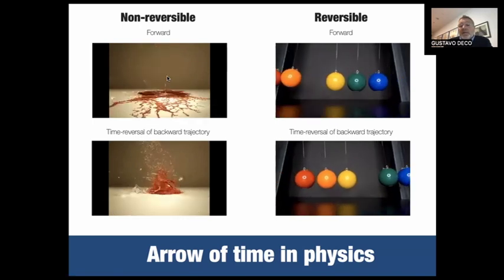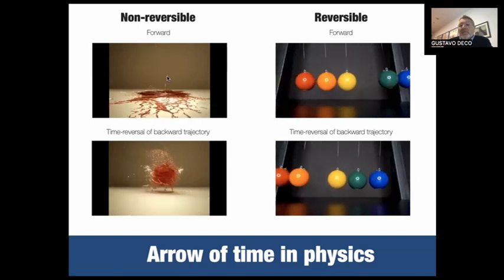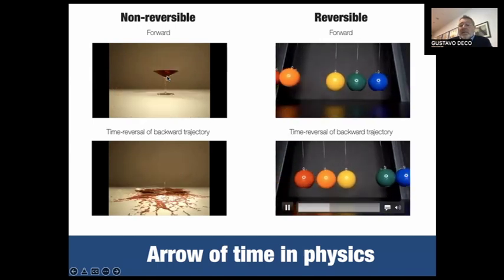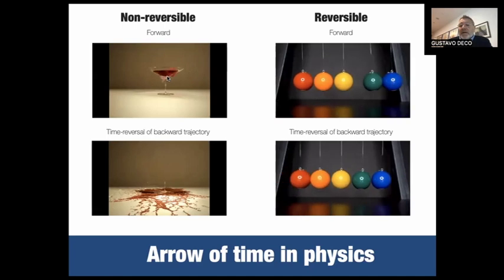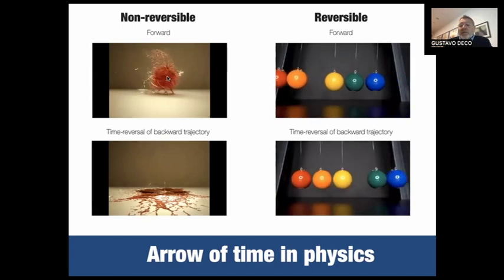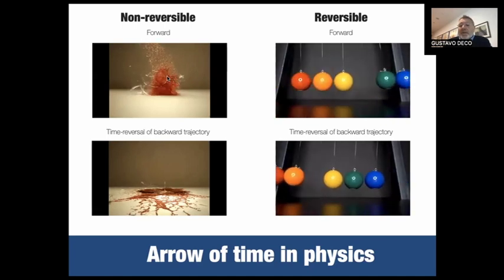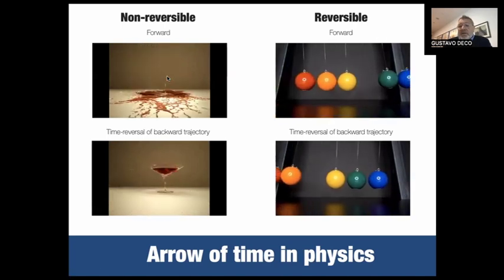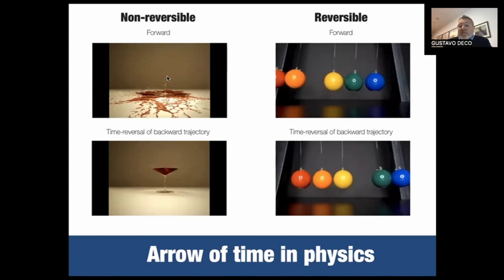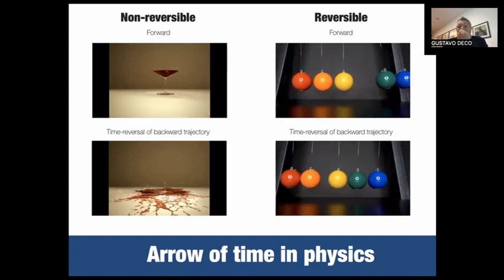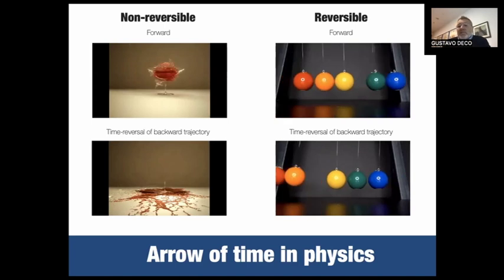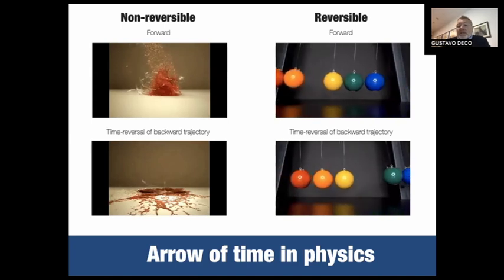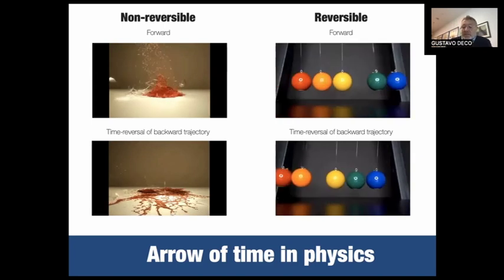On the other hand, if the system is macroscopic, but in this case perfectly reversible, so we have just this collision between billiard balls, which are elastic collisions, then we are showing here again the forward and the backward movie, but we cannot distinguish them. And this is due to the fact that there is no arrow of time here because the system is in fact absolutely reversible.